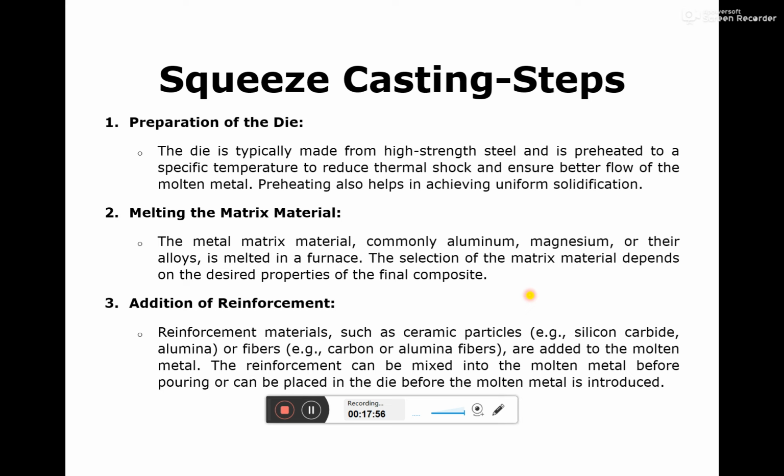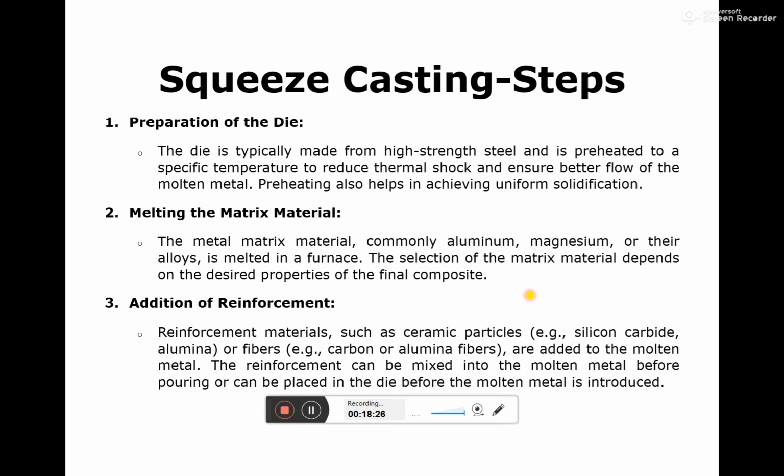The same setup, some local squeeze casting setup, we can add to the stir casting. In stir casting, when you are pouring the molten material into the die, you are not pressurizing the molten material into the die. But in the case of squeeze casting process, we have a separate setup.